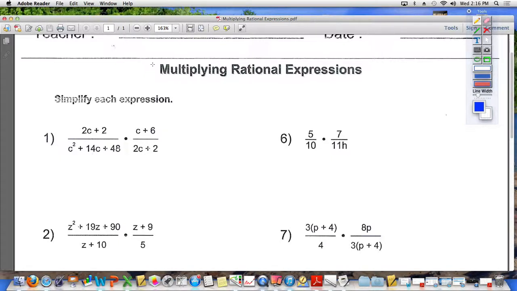It's GH, and you're like, Yep. Okay, so in front of you, you have multiplying rational expressions.